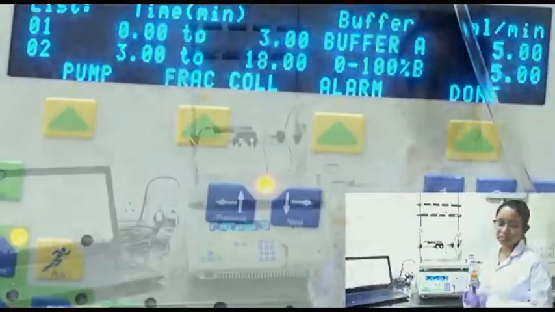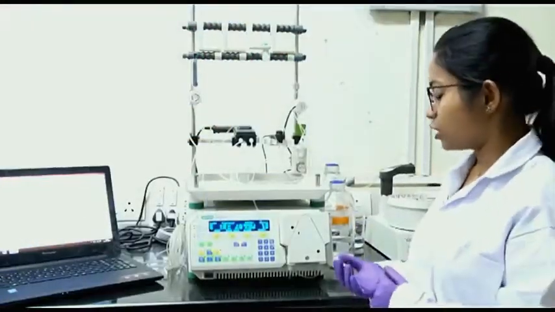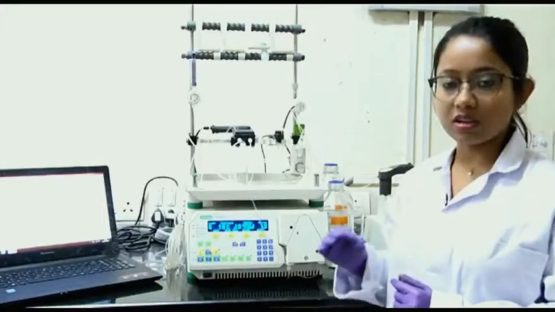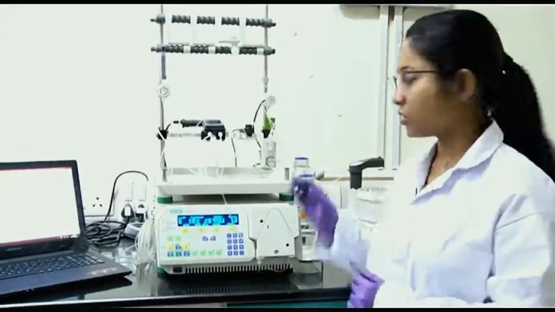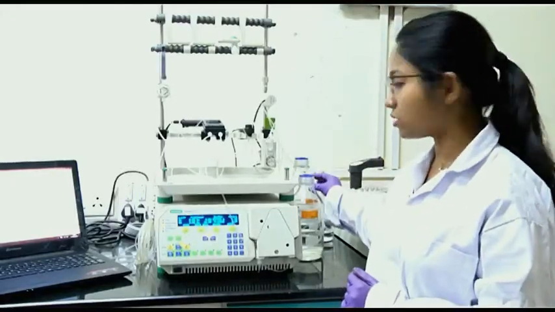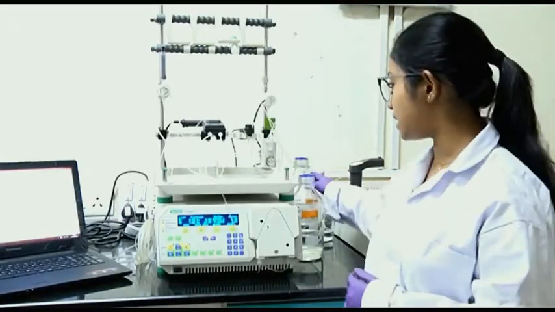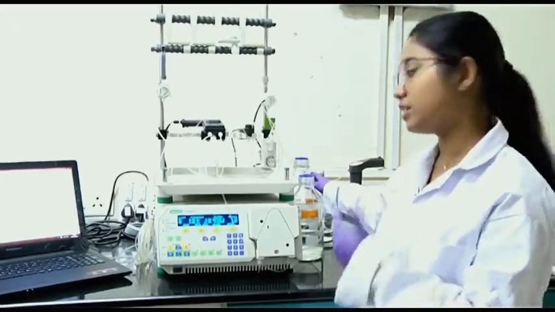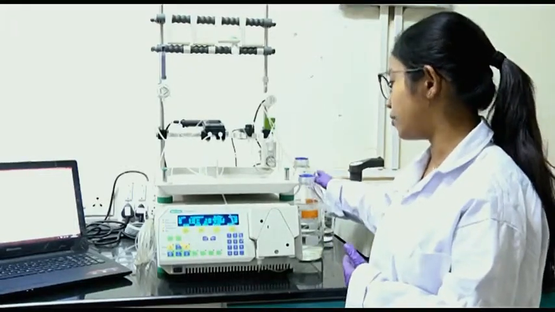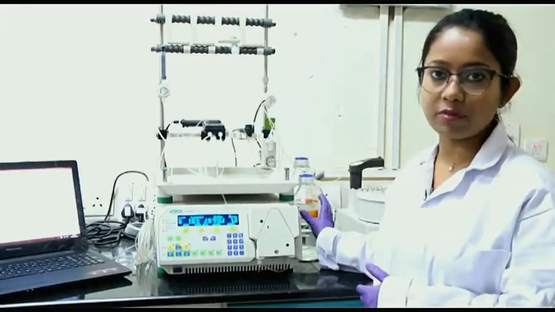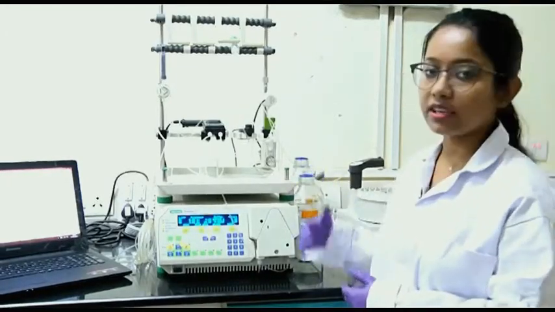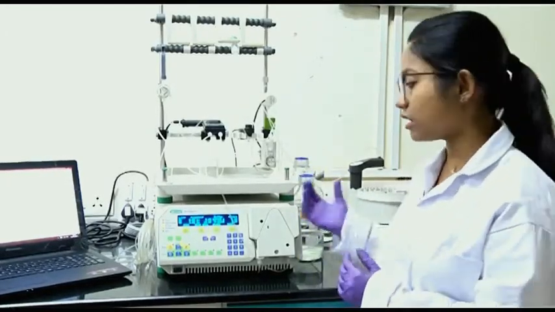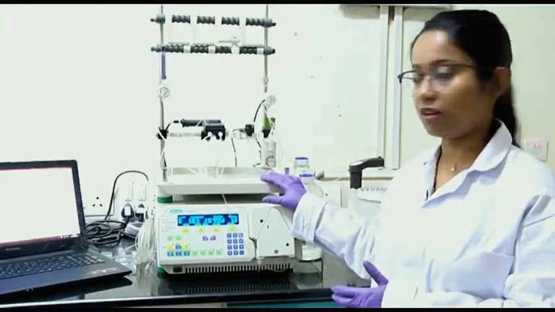What does 0 to 100% mean? Basically it will make a constant gradient from 0 to 100% of buffer B. Suppose for 1%, it will take 99 ml of buffer A and mix it with 1 ml of buffer B. That means 1% of buffer B. It will make these gradients and then flow that particular buffer through my column.